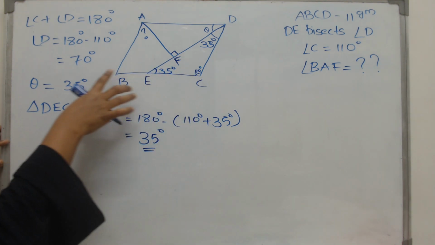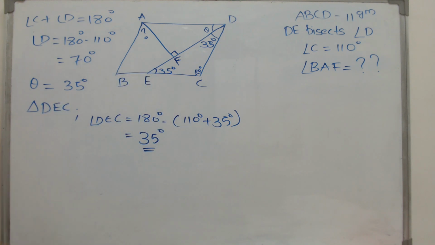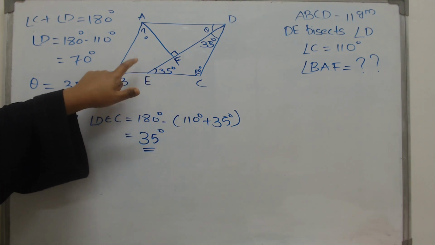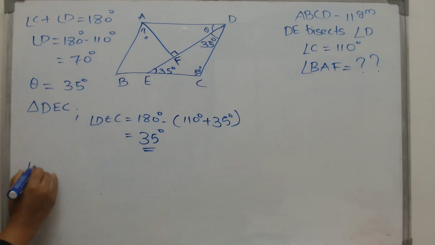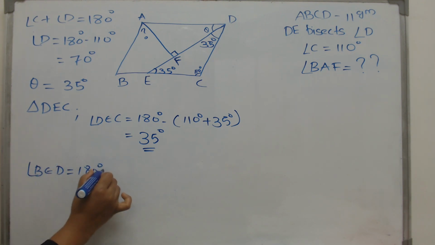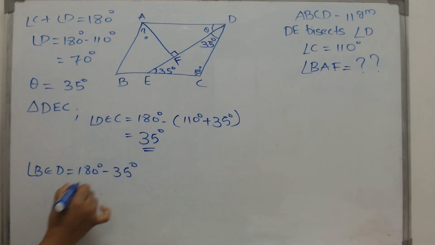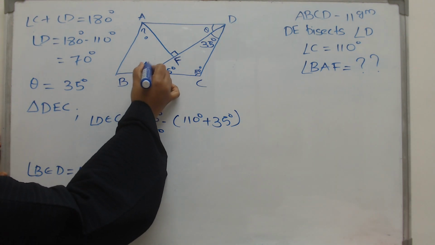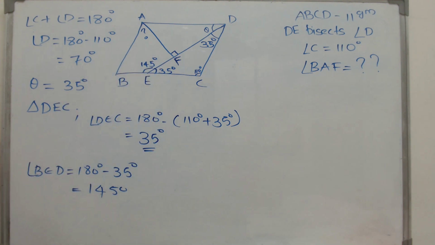Now what you see here is a straight line, which means it forms a linear pair. The sum of these two angles is going to be 180 degrees, which means what? Angle BED is 180 degrees minus 35 degrees, 145 degrees. So the angle that you see here is 145 degrees.